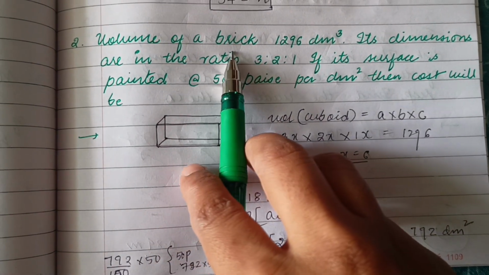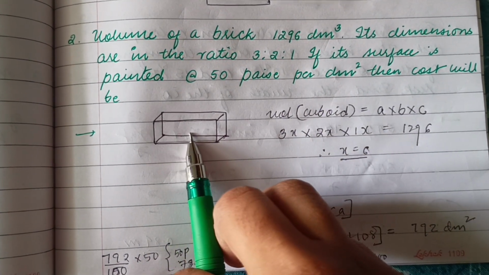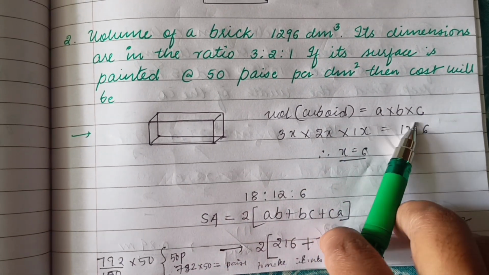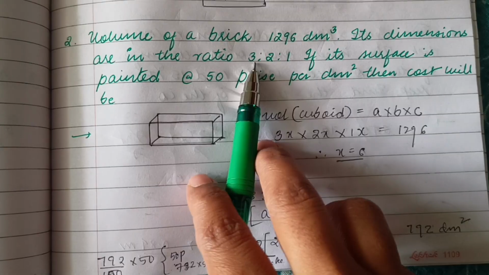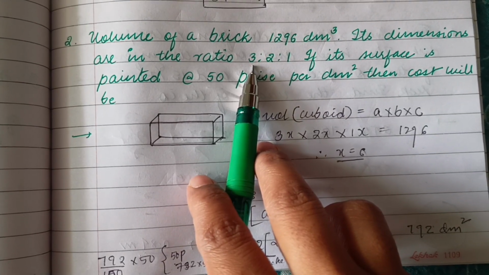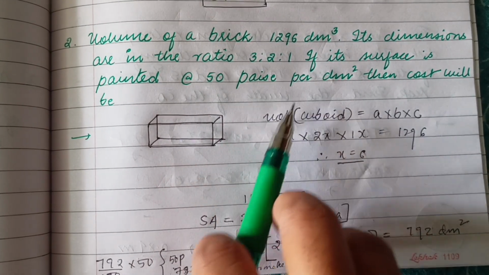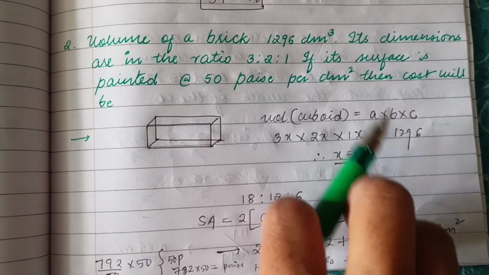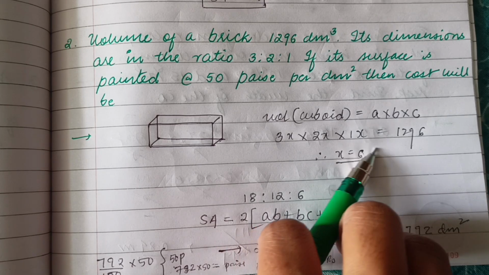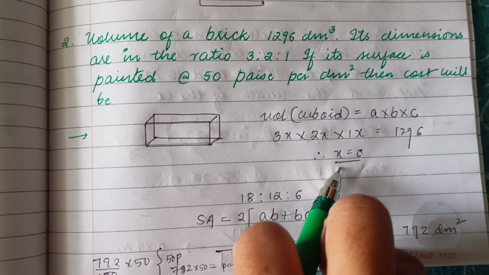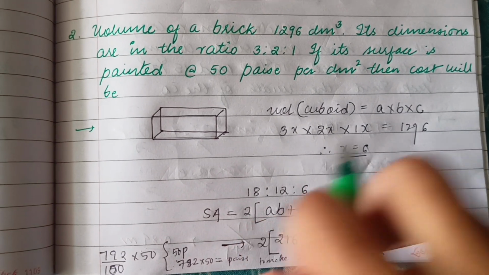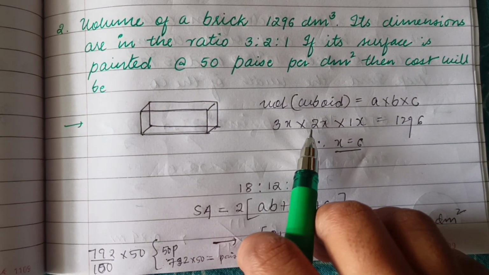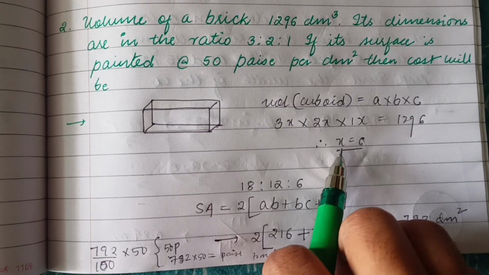So here the brick, we know that the brick will be in the shape of a cuboid, and we know that the volume of the cuboid will be A into B into C. Here we have the ratio of the dimensions, that is length, breadth and height. So 3x into 2x into x will be equal to 1296. If I solve this, I will get x is equal to 6.